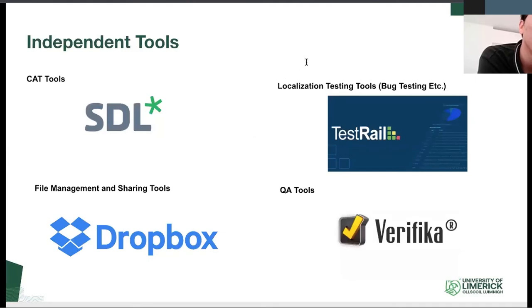When the platform tools cannot do all the jobs you need, here are some independent tools to help you do a perfect job. For computer-assisted translation, that is CAT tools, SDL is a good choice. For localization testing tools, there is TestReal. For file management and sharing, Dropbox is good. And the last one, for QA tools, is Verifika.